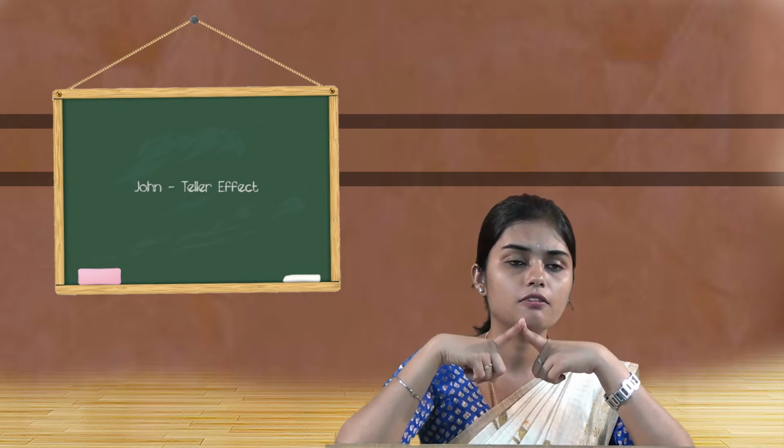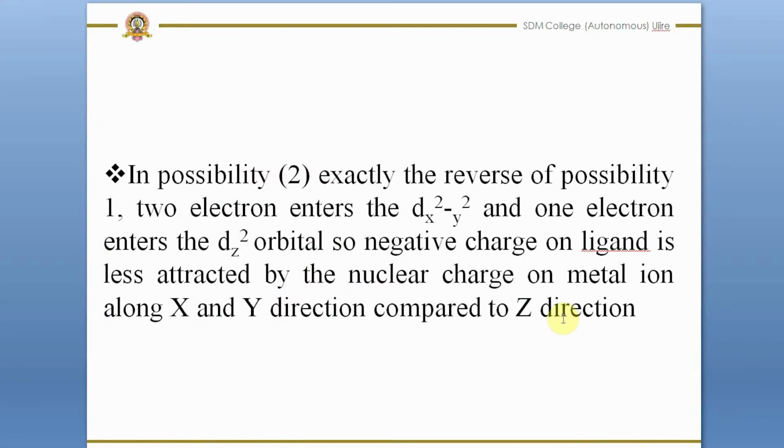And if we consider possibility number 2, that is dx square minus y square is having 2 electrons and dz square is having 1 electron, exactly the reverse of the first case takes place. Now electron density is more along the dx square minus y square orbital, and the screening effect takes place here, and the interaction between the ligand and metal in that particular orbital becomes less. So now again there is repulsion more than attraction. Because of that the bond gets elongated in the dx square minus y square orbital, and in the case of dz square the bond gets compressed.